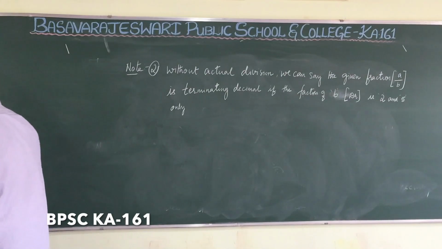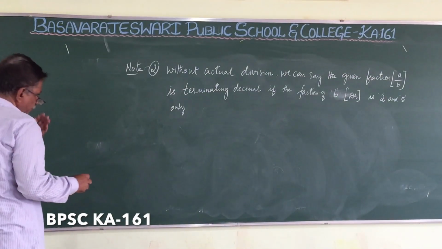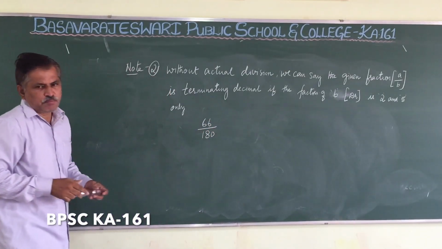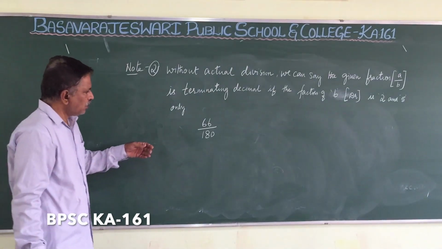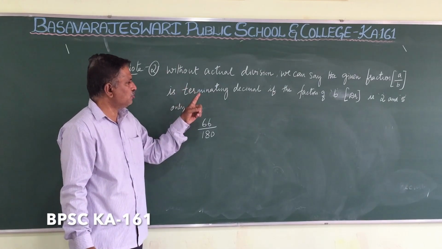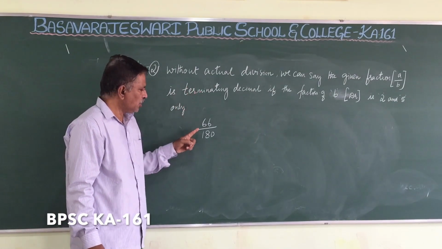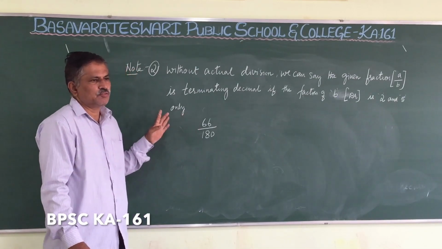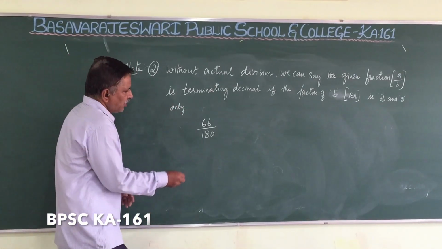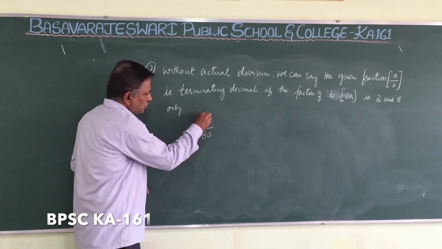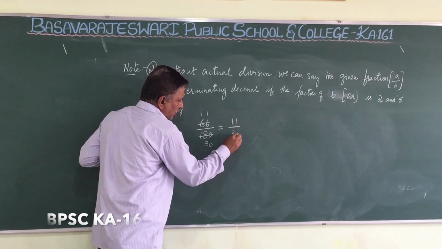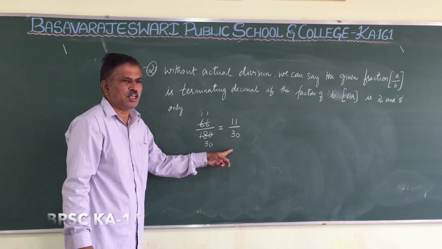One more example I will take: 66 divided by 180. Remember, this fraction is not in the lowest form, keep that in mind. Whenever you want to check whether it is terminating or not, you should see whether the given fraction is in the lowest form or not. If it is not, you have to convert it into the lowest form. So I will get 11 by 30, which is in the lowest form.